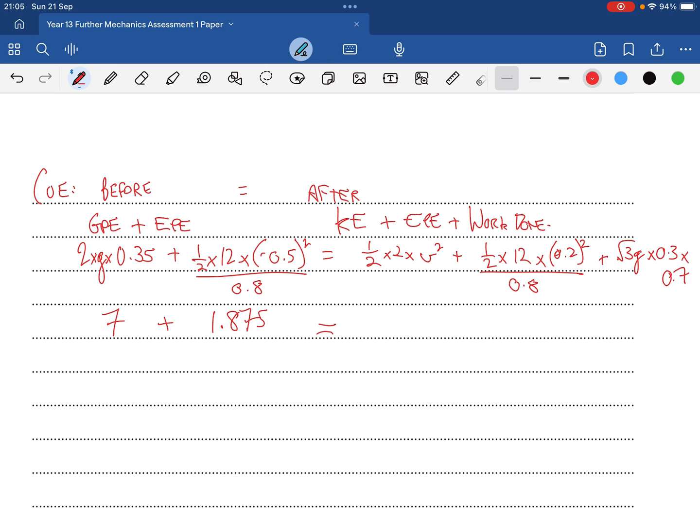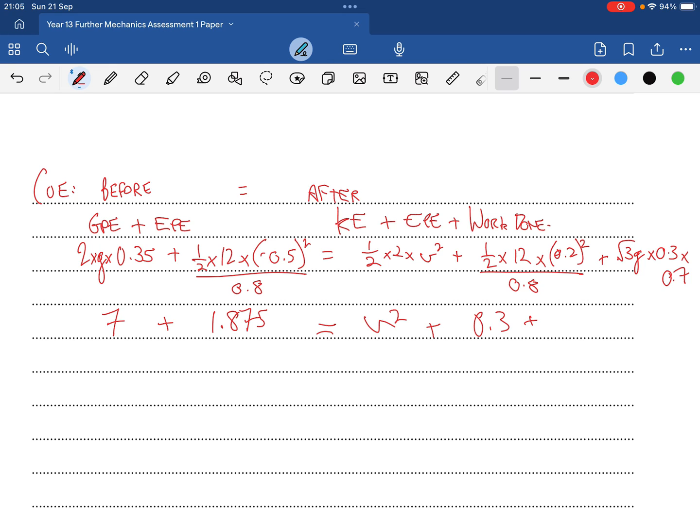Half times 2 times v squared, I can do that myself. This just gives us a v squared. The elastic potential after, what have we got? 1/2 times 12 times 0.2 squared over 0.8. I've got 0.3 for our EPE afterwards. And our work done against friction, we've got root 3g times 0.3, coefficient of friction, times 0.7 as the distance travelled.